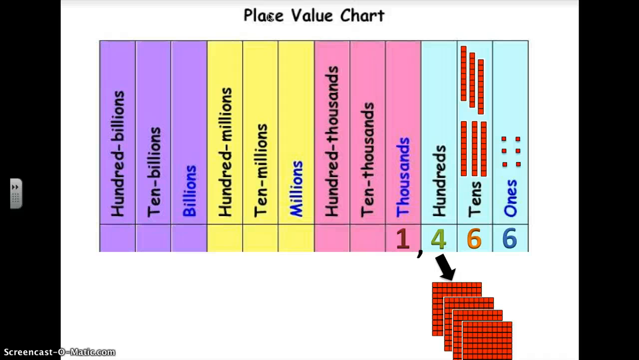Now, if we're transferring our attention to the thousands place, we have 1,000. My question to you is, how many hundreds or flats would it take to formulate 1,000? How many hundreds would we need to create 1,000? Let's check.